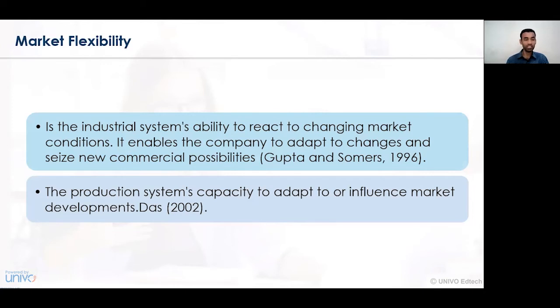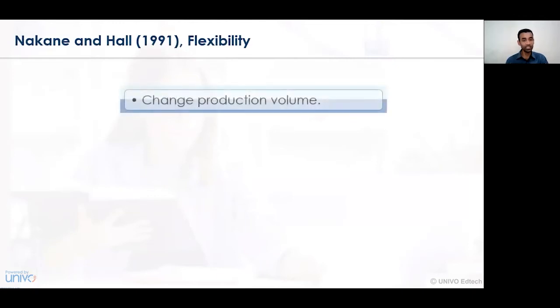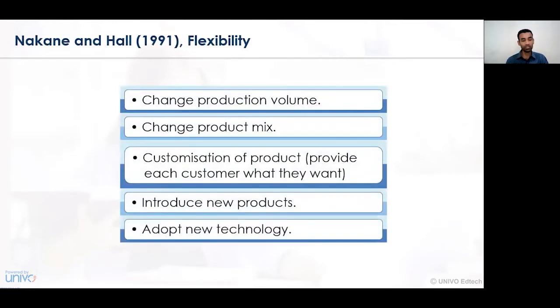Another concept of flexibility, given by Niken and Hall in the year 1991, focuses on the changes in the production volume, the changes in the product mix that is being undertaken, the customization of the product, the introduction of new products into the market, and the adoption of new technology. It focuses on the overall or holistic approach of all the factors, that is the production, the product mix, the product itself, and lastly the technology. Hence the flexibility approach of Niken and Hall is a comprehensive approach.